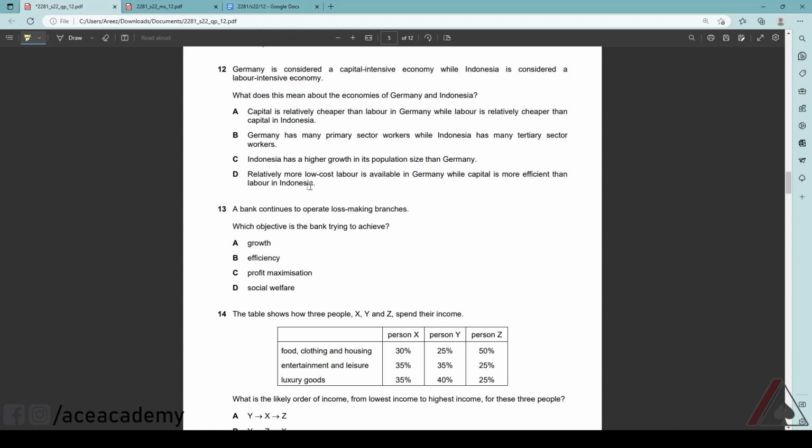D is relatively more low-cost labor is available in Germany, while capital is more efficient than labor in Indonesia. Untrue. If labor was low cost and available, Germany would not have been capital intensive. It would have been the opposite, it would have been labor intensive. So D is not the answer. So the answer for number 12 is A.